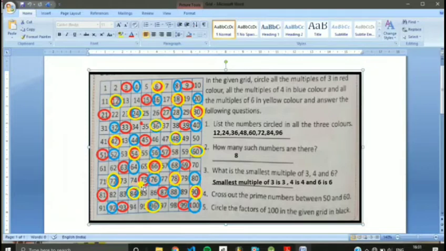Same way, counting 6 more digits, next multiple will be 78. Counting 6 more digits, next multiple will be 84. Counting 6 more digits, it will be 90. Counting 6 more digits, it is 96. And counting further is not possible, so leave it. So this way we have identified all the multiples of 6.